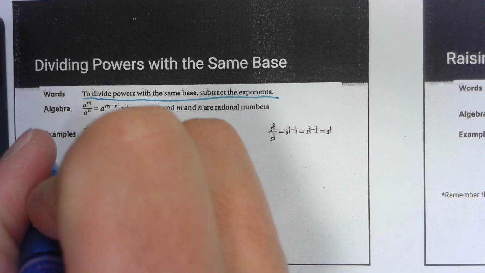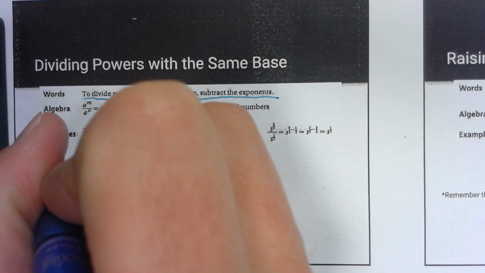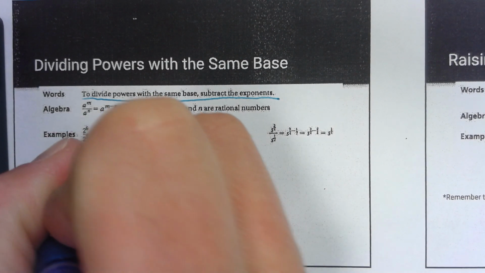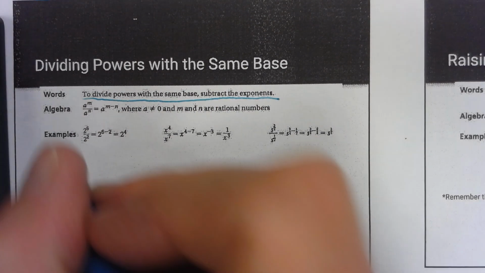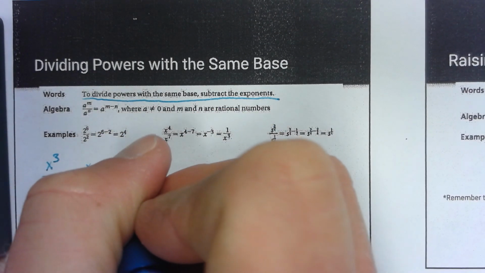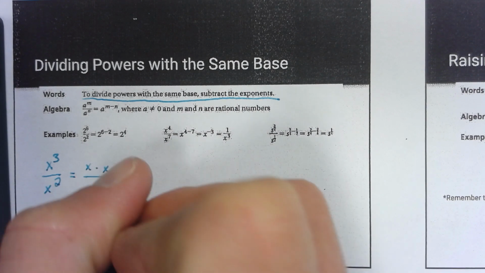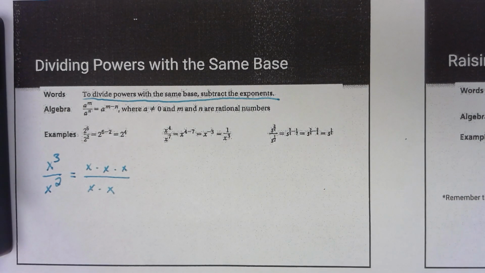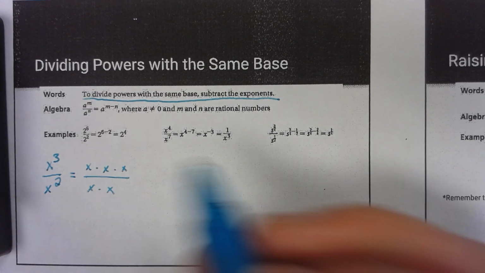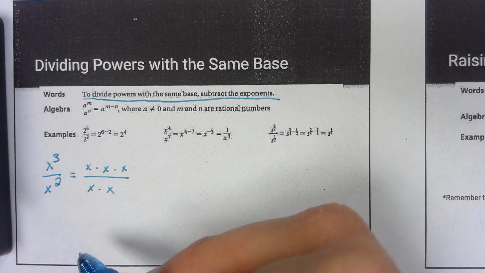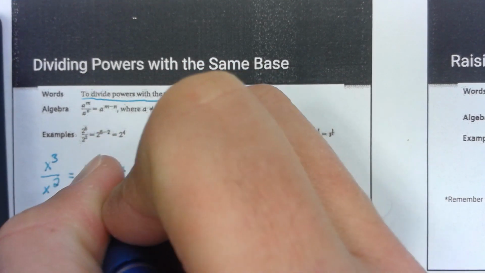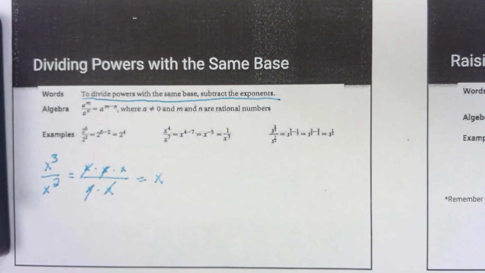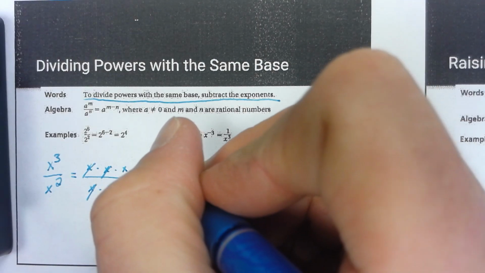Now, how I explain this, let's pretend I have x cubed divided by x squared. Well, if we think about what each of these means, right? x cubed means x times x times x, where x squared means x times x. And what we end up having is a bunch of x's divided by themselves. And anything divided by itself is 1. So these x's essentially divide out, and what's left over is a single x on top, which is x to the power of 1.